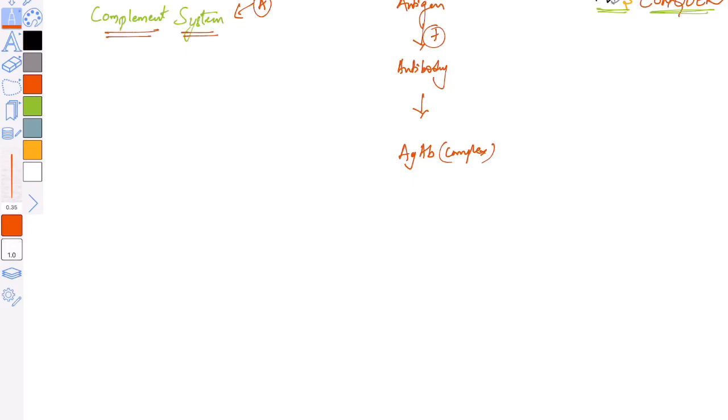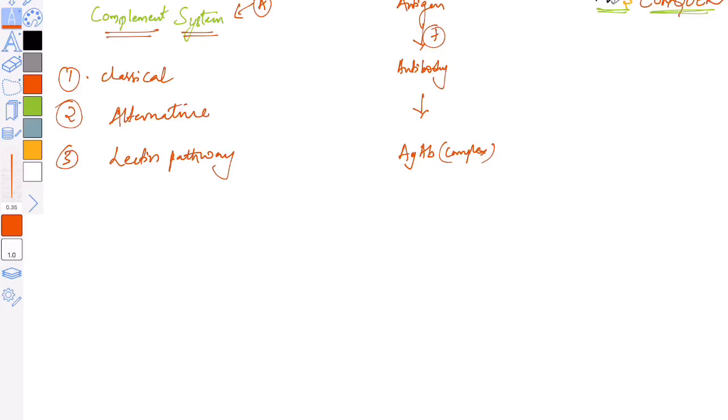And coming to the activation of this complement system, okay, there are 3 pathways according to the textbook. The first one is called classical. The second one is alternative, and the next one, that is the last one, is the lectin pathway. So we have 3 pathways of the complement system: one is classical, second one is alternative, and third one is the lectin mediated pathway.